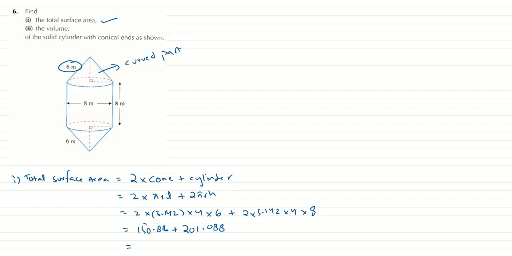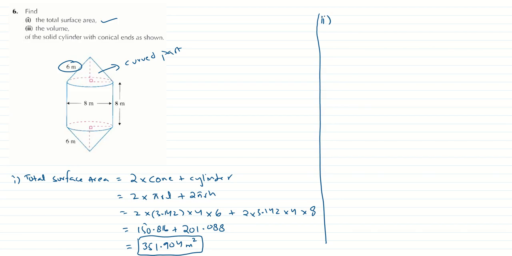So when you add both of them, 150.816 plus 201.088, altogether this becomes 351.904 meter square. Surface area is always calculated in terms of meter square and volume is calculated in terms of meter cube. Now in part 2 you have to find out the volume of the solid cylinder.